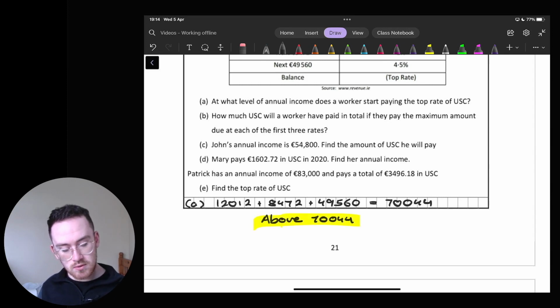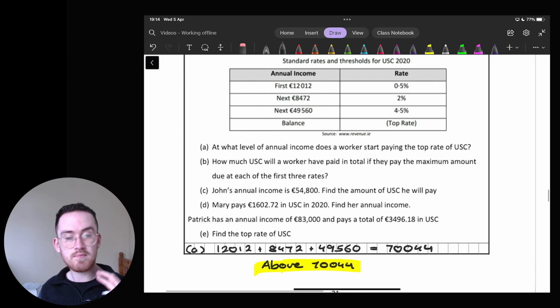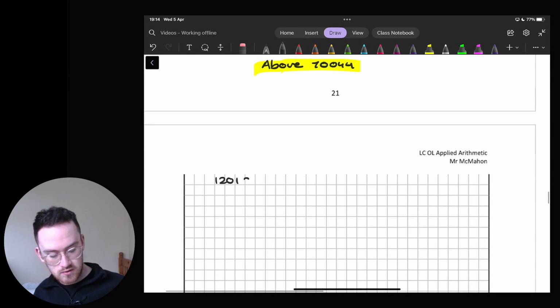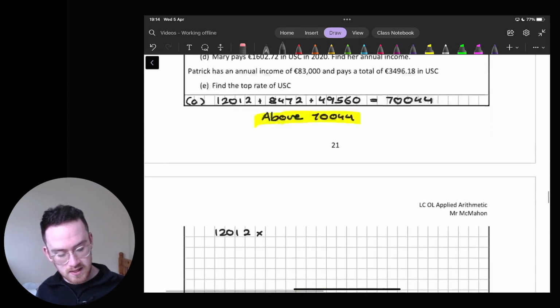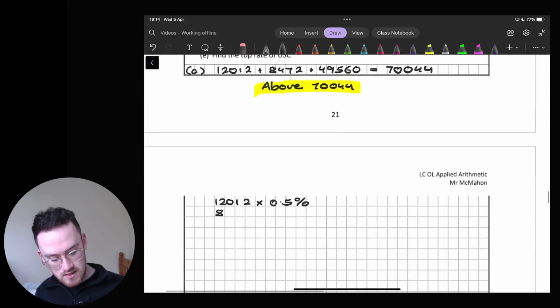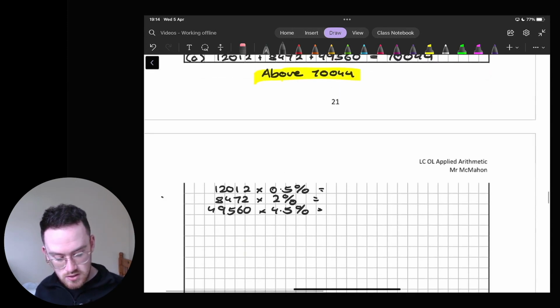How much USC will a worker have paid in total if they pay the maximum amount due at each of the first 3 rates? So for the €12,012, they're paying all of that, at a rate of 0.5%. The next part was the 8,472, and that was at a rate of 2%. And then the 49,560 is at a rate of 4.5%. Let's just double check those to make sure I've got those correct. I do. So we can work those out. We've seen some of these before.